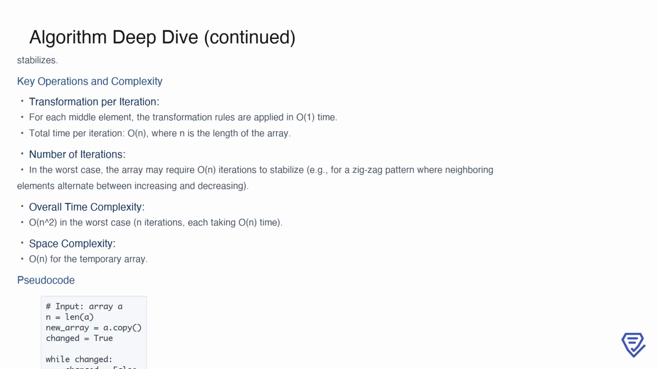The efficiency of this algorithm comes down to the number of operations performed. Each iteration processes all the middle elements in the array, applying the transformation rules in constant time for each. This results in a time complexity of O(n) per iteration, where n is the length of the array. In the worst case, the array may require O(n) iterations to stabilize, such as when dealing with zigzag patterns where elements alternate between increasing and decreasing. This leads to an overall time complexity of O(n squared) in the worst case. Space complexity is O(n), as we use the temporary array new_array to store intermediate results.